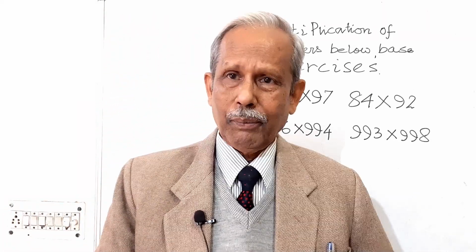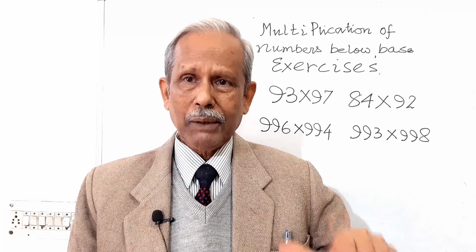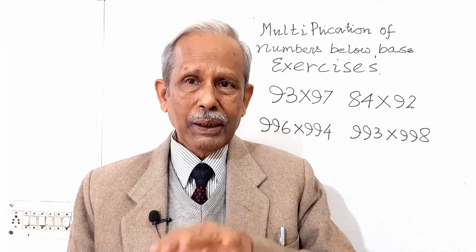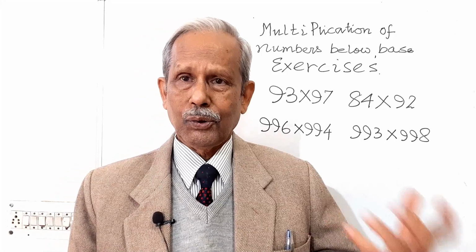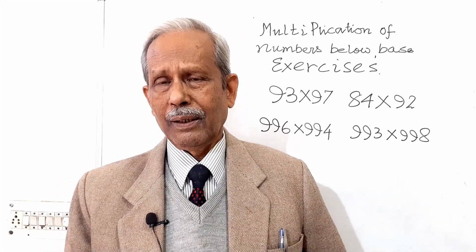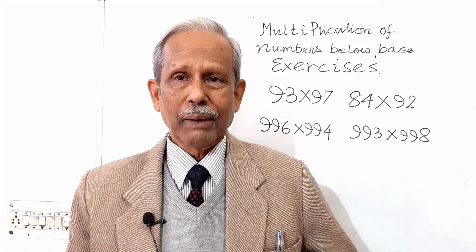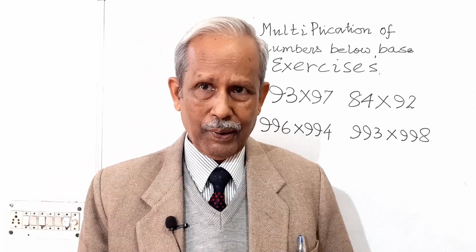So whatever you have done today, we have done the multiplication of numbers which are near base, in particular below the base of 1 digit or 2 digits or 3 digits, right? So even if you do the 4 digit, you will do the same way. There is no difference at all.